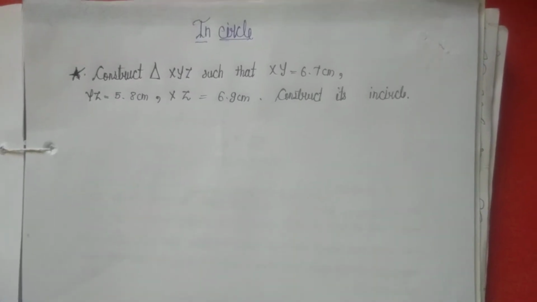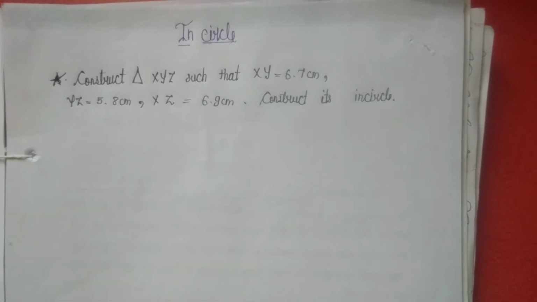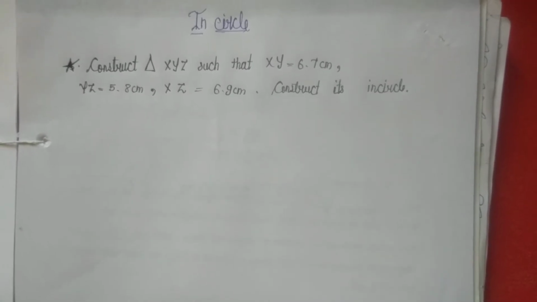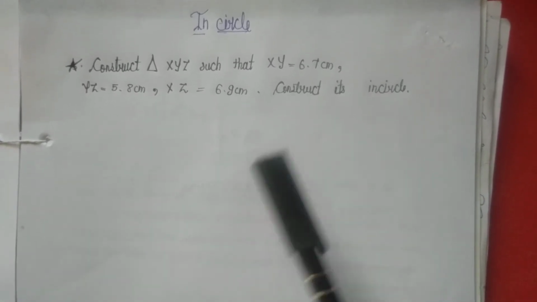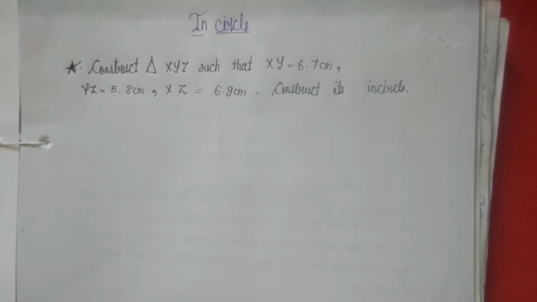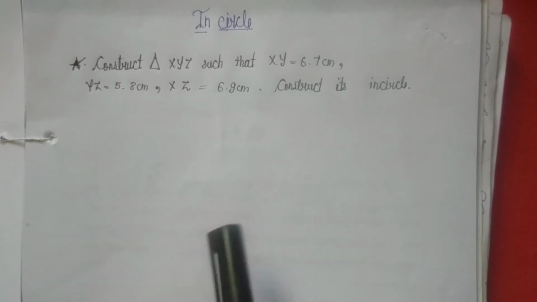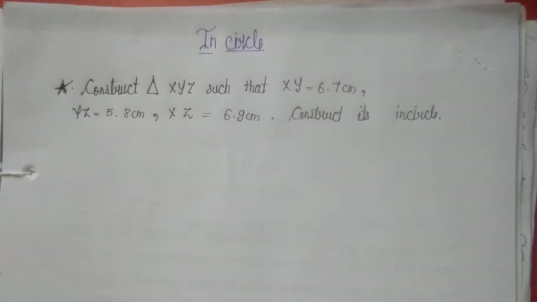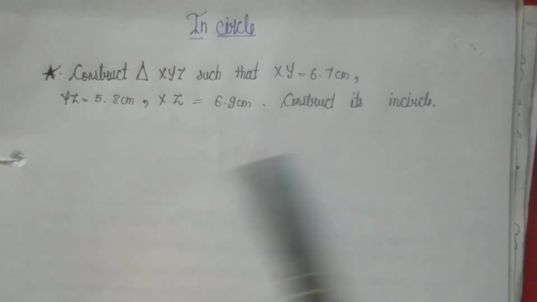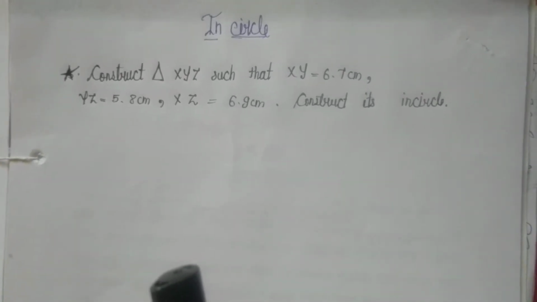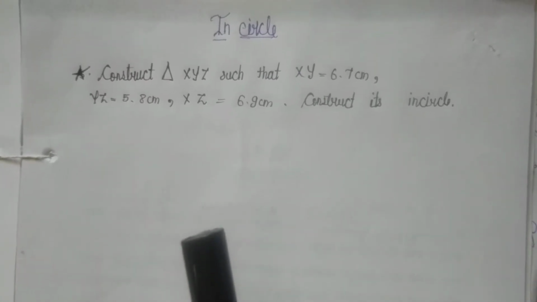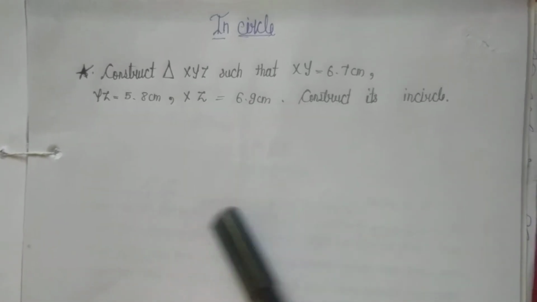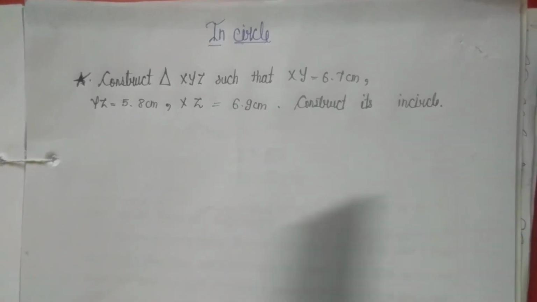Many of you know what a circumcircle is. A circle drawn outside the triangle is a circumcircle, and an InCircle is the opposite of it, that is a circle drawn inside the triangle. If a triangle is drawn and inside it we draw a circle, it is called an InCircle.